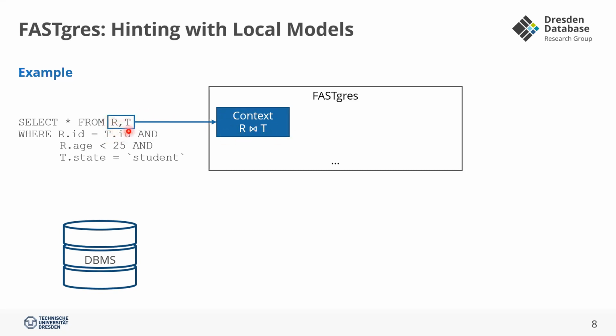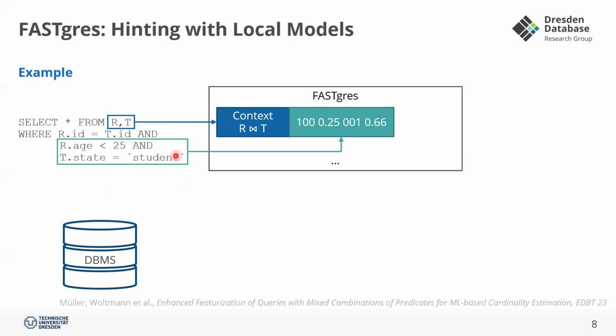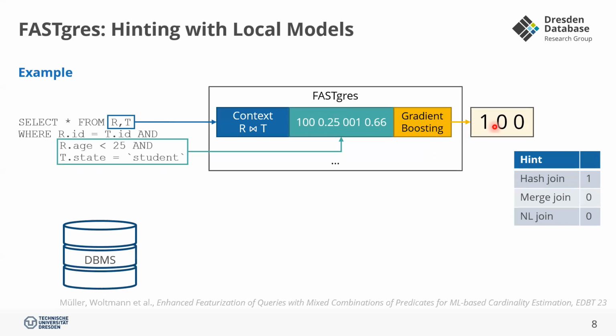So FastGRESS knows that only information regarding the joined tables is now important. And the information regarding these joins are all the predicates. So we take all the predicates and encode them in a certain way. And then we train a gradient boosting model, which is specialized on this context, on this small subproblem of the whole possibility of all the possible join combinations and queries that there are. And this model is then able to directly predict a hint set.